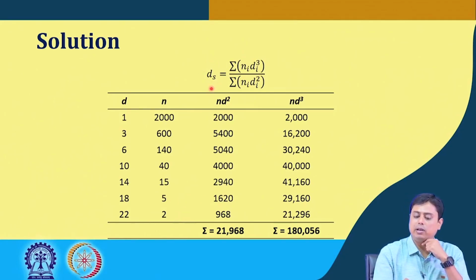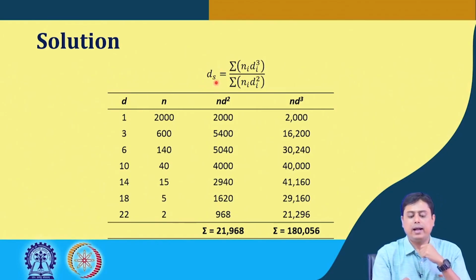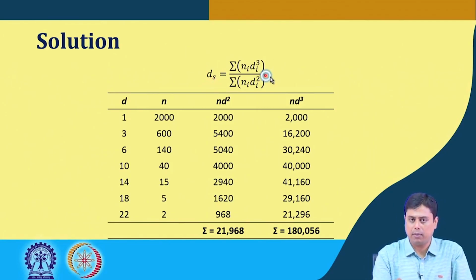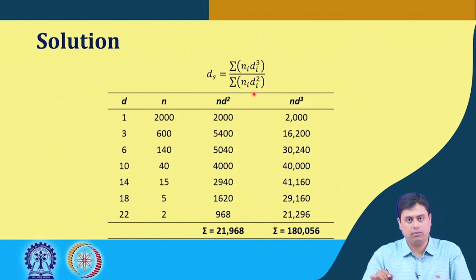So in the last problem I showed you the definition of ds with respect to mass fraction xi, but here ds is given in terms of number distribution. Both these expressions are identical, but it is in converted form, from n to x.